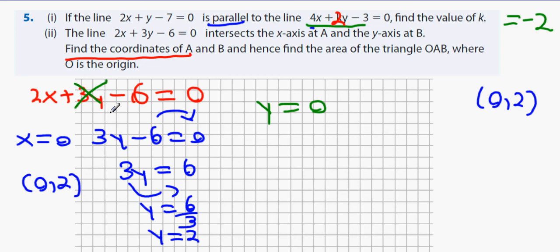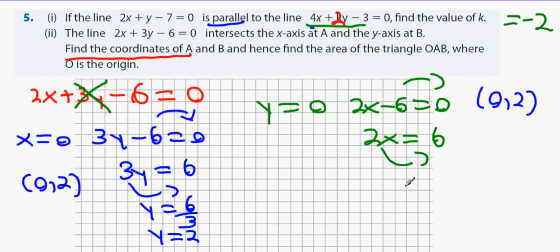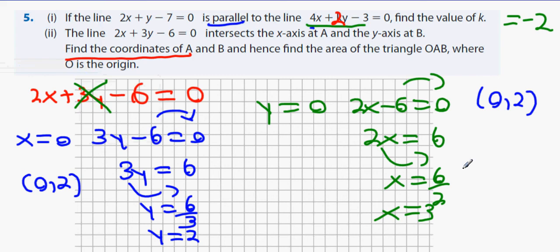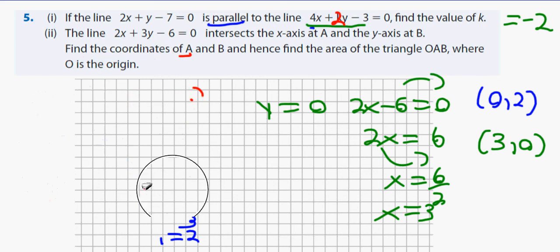The next point is when we let y equal 0. This means the y's disappear, and what we're left with is 2x minus 6 equals 0. Bring over the 6, 2x equals plus 6. Bring down the 2, x equals 6 over 2. x therefore equals 3. Okay? And because x equals 3, this is the point x equals 3, y equals 0. So now we just have to quickly draw this out.